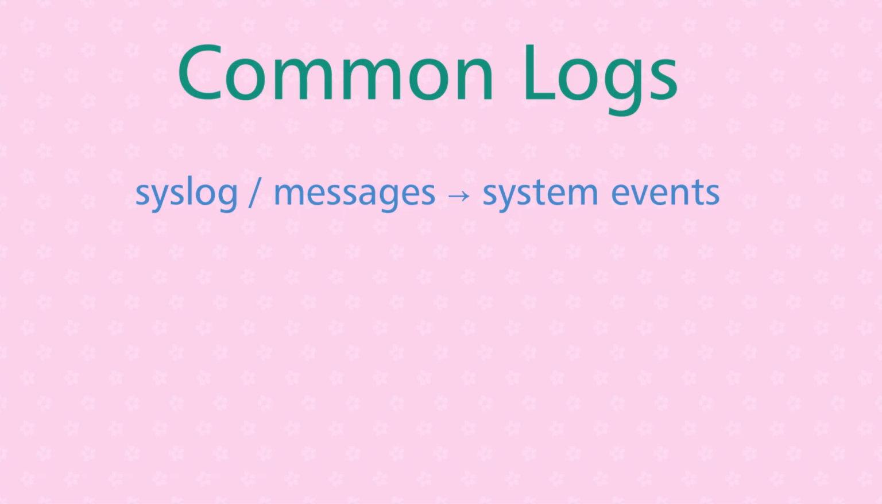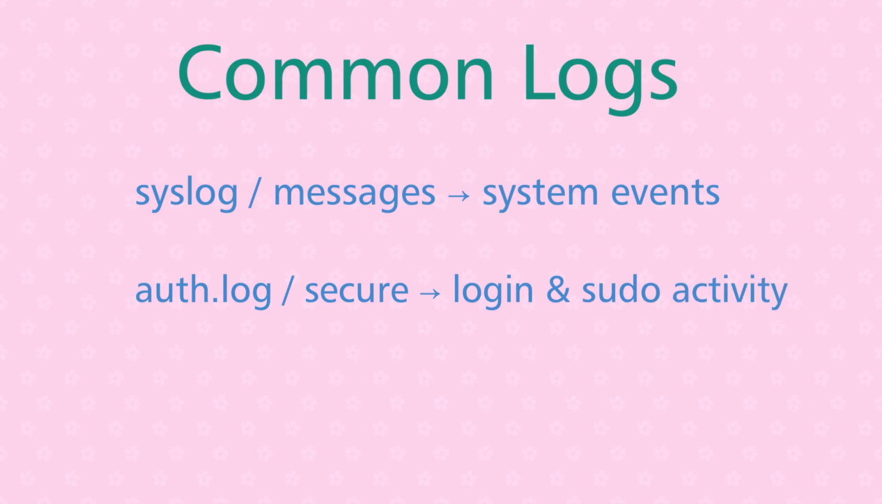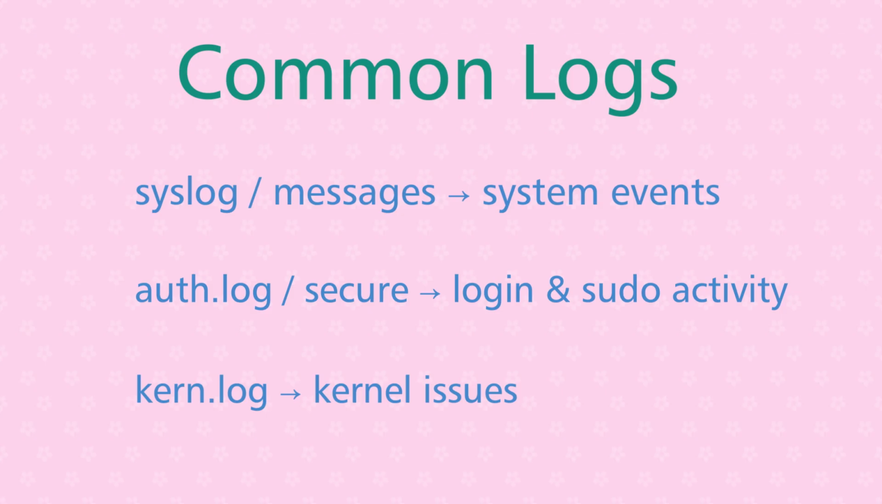So friends, before checking the logs location, let's take a minute and check some common logs. First, we have the syslogs or the message logs. These are the system events that help us analyze the system errors. Next, we have auth logs or the secure log. These are related to login and sudo activities, and they help us find unauthorized IPs or failed logins. Next, we have kern.log. It generally logs our kernel issues.